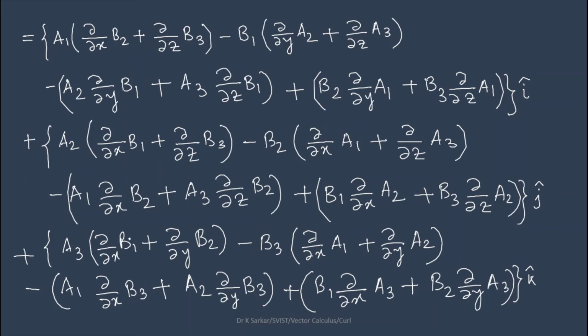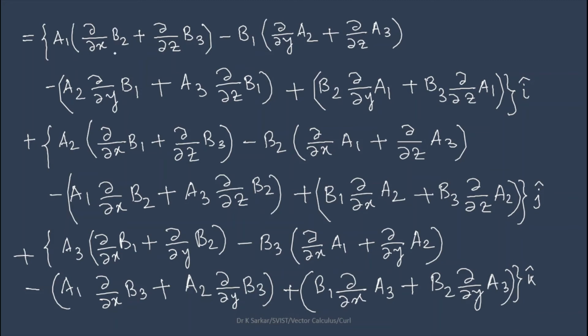Here del x b1, del y b2, so del z b3. Here del x a1, del y a2, del z a3. Here del x b3, del y b3, del z b3. Here del x a3, del y a3, del z a3. So in this way we will add all the terms and subtract, balancing the expression.